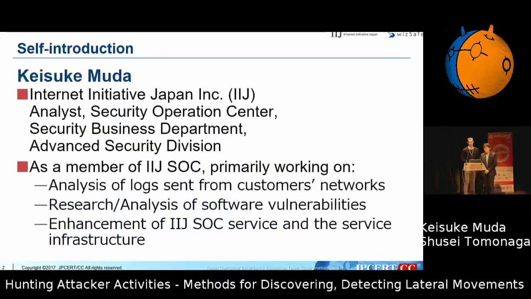And my name is Keisuke Muda, and I work at Internet Initiative Japan, or IIJ for short, and I'm an analyst at the Security Operations Center. As a member of IIJ SOC, I'm primarily working on the analysis of logs sent from customers' networks and research and analysis of software vulnerabilities and enhancement of IIJ SOC service and the IIJ service infrastructure.